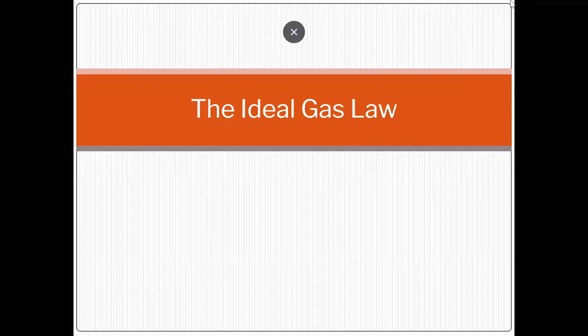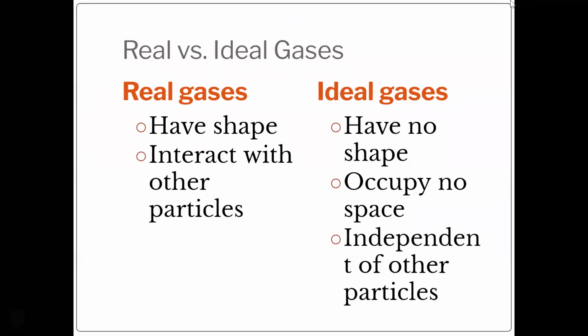Hello, today we are going to talk about the ideal gas law. But first we have to define a real gas versus an ideal gas. So obviously real gases are going to have a shape and they're going to interact with other particles. For the purposes of ideal gas law, we are going to ignore those things because an idealized gas does not have a shape and occupies no space and is independent from other particles, of course.